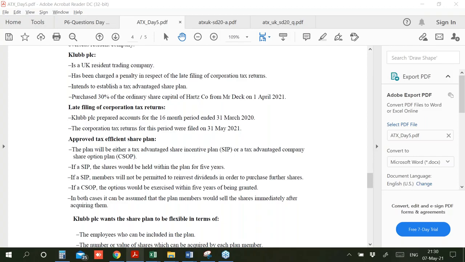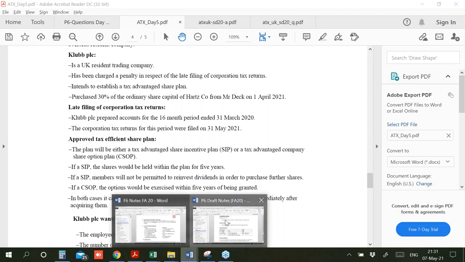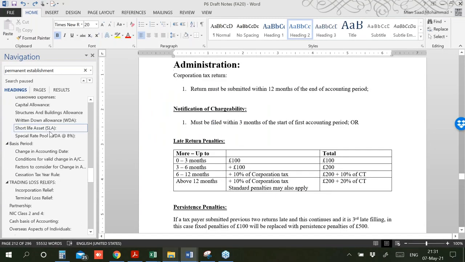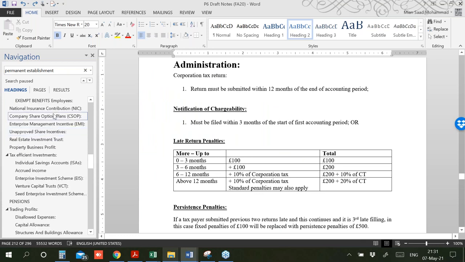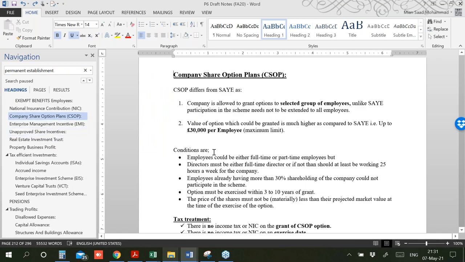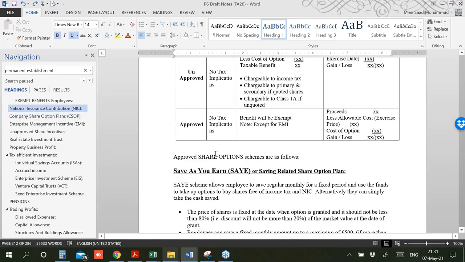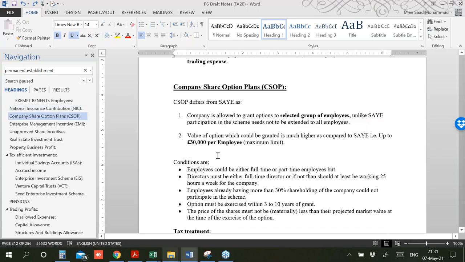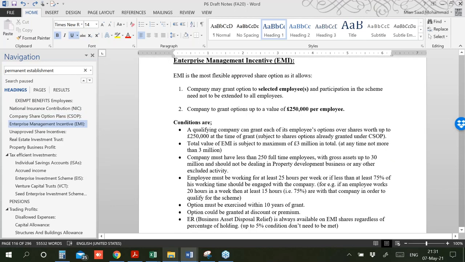Now, I will stop here and I will take you to my notes to tell you where you can find CSOP and SIP in there. In income tax, you can find CSOP, SAYE, that is save as you earn, and EMI. All these three are approved share option schemes. Share option schemes means the company will promise you that they will be giving you the shares at a predetermined price at a future date. Now, every scheme has its own criteria, advantages and disadvantages.